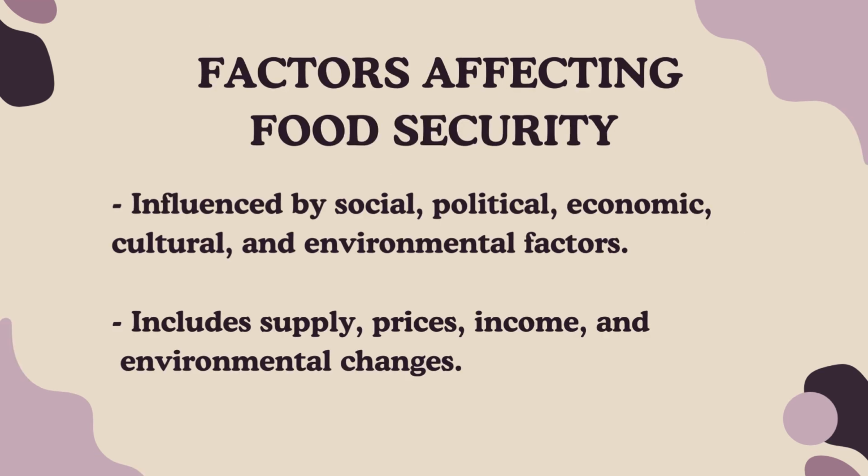Factors affecting food security. Food security is complex, involving availability, accessibility, utilization, and stability of food, influenced by social, political, economic, cultural, and environmental factors. Food supply: ensuring sustainable production to meet energy, protein, and nutritional needs, emphasizing quality and supporting rural farmers, especially in developing countries. Food prices: changes in economic policies can lead to fluctuations, impacting citizens' ability to afford food, as seen in the Philippines with inflation affecting food prices.